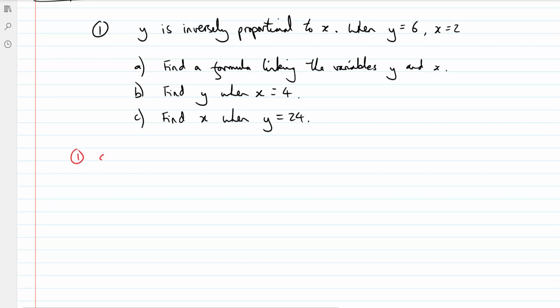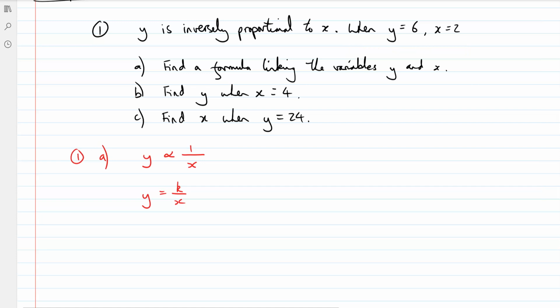So part A, formula linking the variables y and x. So again, we need to translate our mathematical sentence here into an equation so we can use it. So y is inversely proportional to x. So there's y, inversely proportional, proportionality sign, inverse means 1 over x, so the x sits on the bottom, and then we just change that to an equals and write k over x. So multiply the right hand side by k. We can then use our boundary conditions to find k, like we do with direct proportion. Sub it back in to get your equation linking the variables, and then you can use that to do parts B and C.